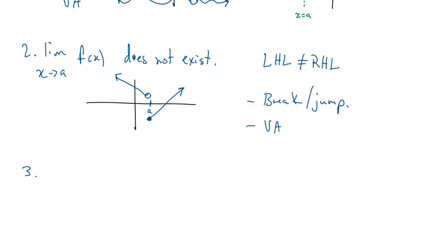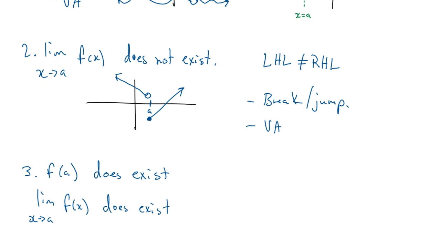What would be the third case where we would have discontinuity? Ibrahim? The limit doesn't equal the f at x. Yeah, so f at A does exist. The limit as x approaches A of f at x does exist. But they're not equal to each other.